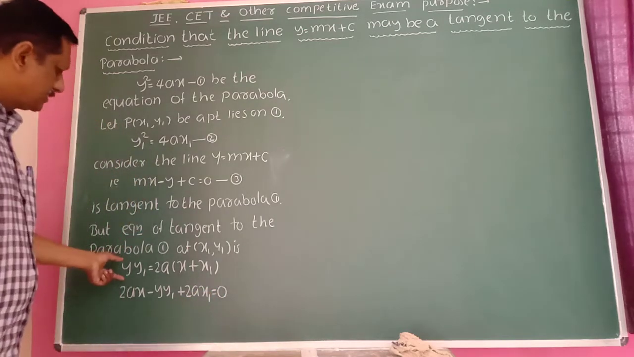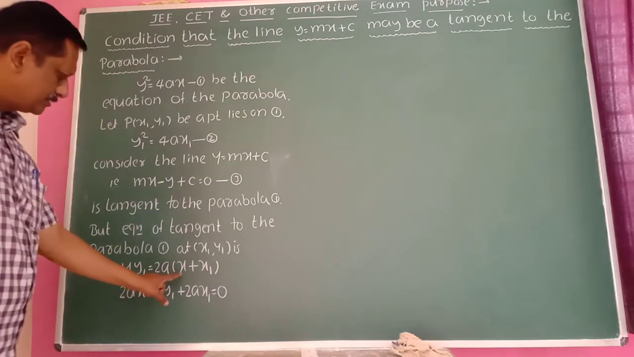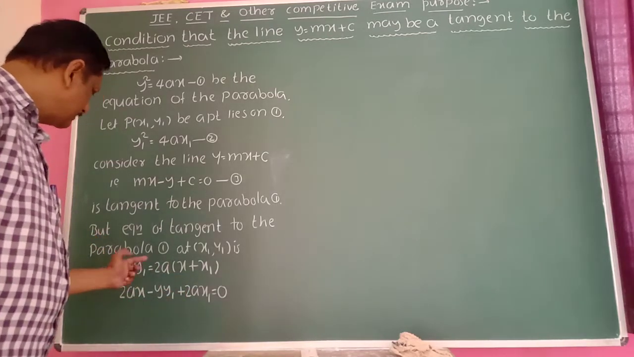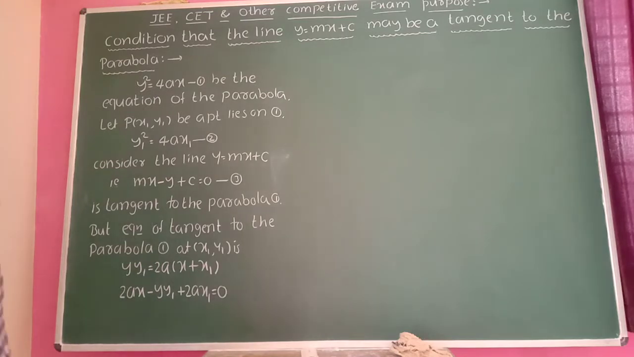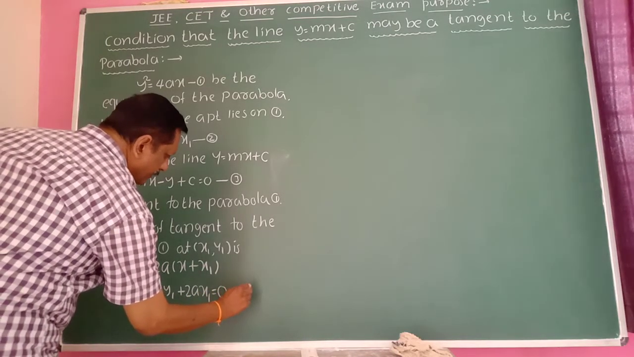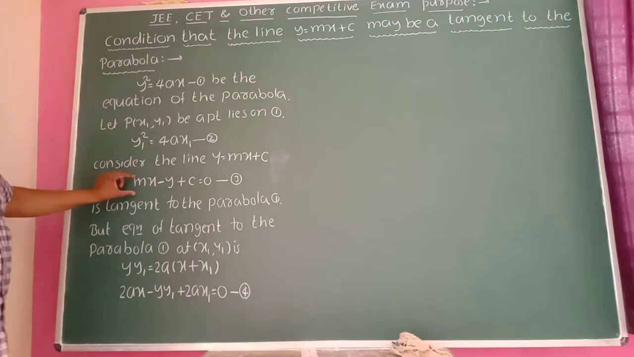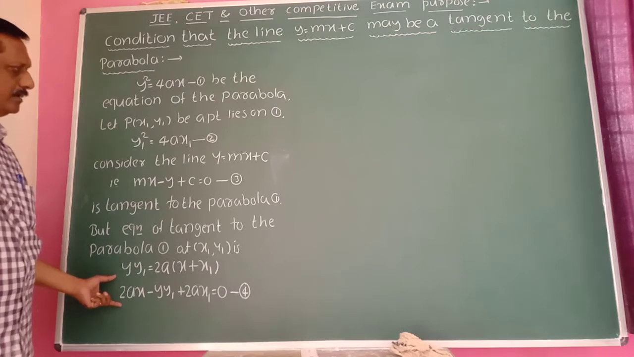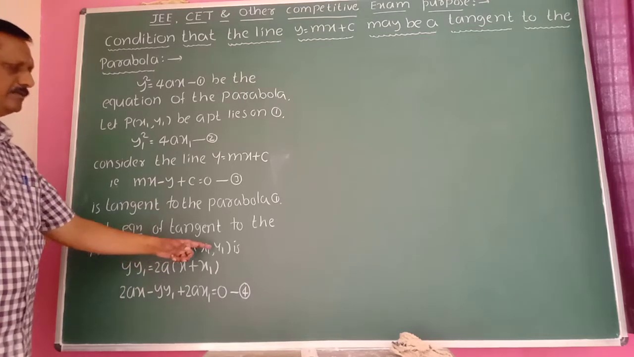The same equation can be written in this form. 2a into x is 2ax, 2a into x1 is 2ax1. I am taking this term to this side, so y minus y1. Therefore take this one as equation number 4. This is a tangent to the parabola. Even this is also a tangent to the parabola at the same point x1 y1 only.